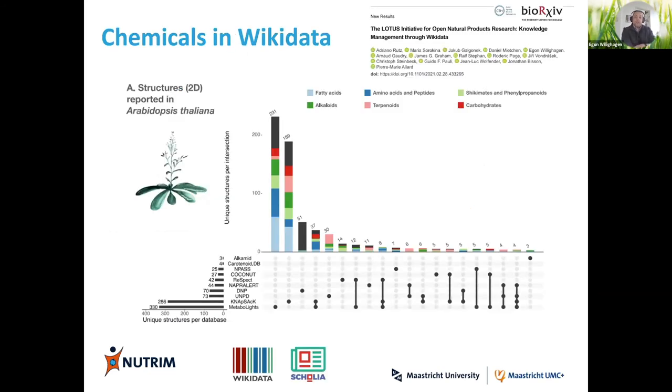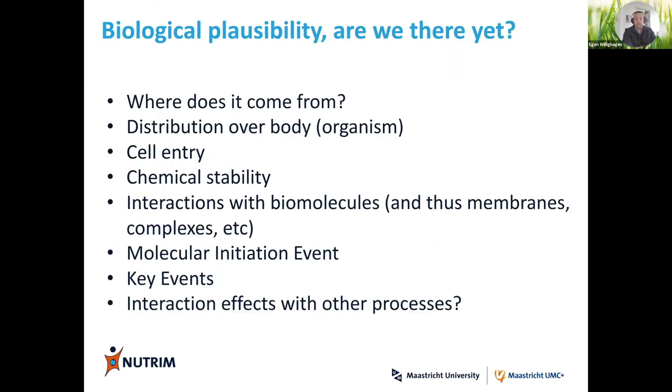A last example is also around natural products that came up in the previous talk as well. A group of natural product researchers started the LOTUS initiative, and all this data actually is managed through Wikidata. And in the top right, you see the DOI of the preprint, and you see a screenshot here of how Wikidata for natural product research is used to make data more interoperable, and with that, more linked.